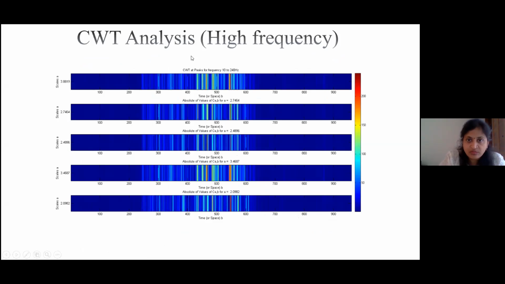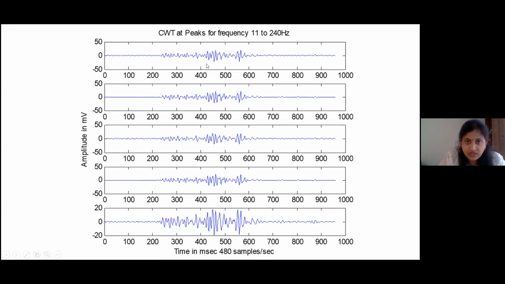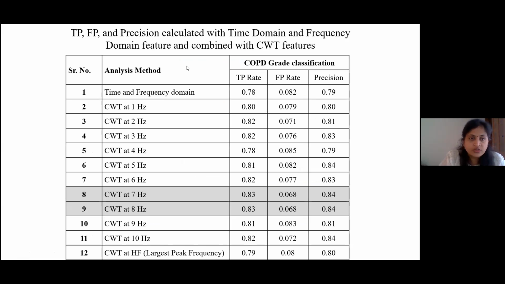So this is also CWT analysis in the high frequency region. These are the graphs. You can get multiple features from these graphs, and you can identify whether those features are contributing to your output or not. So this is the true positive and false positive rates, and these are the results that I'm showing to you, because single frequency CWT analysis also contributes a lot.